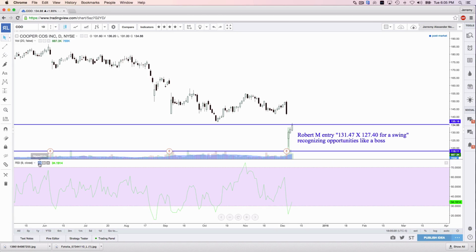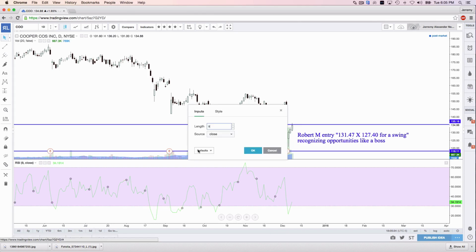So you can come in here on TradingView and you can obviously format it however you want to. Again, if you have another broker or charting software, you can also do this. It's very simple. But 9 is the length that I use. You can do the open, high, low, close. Again, you can change all of that. You can change the length.